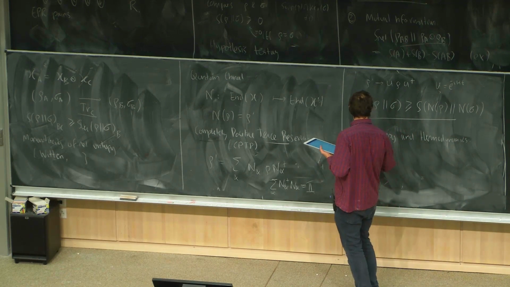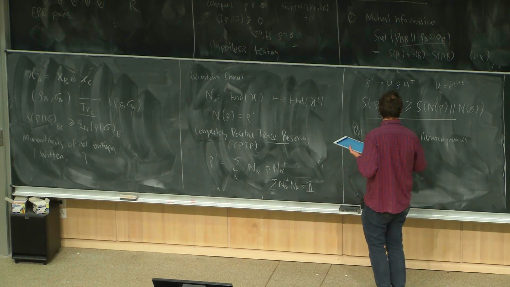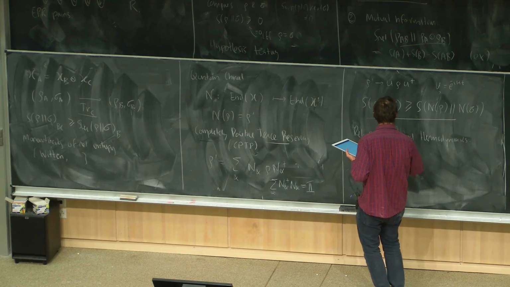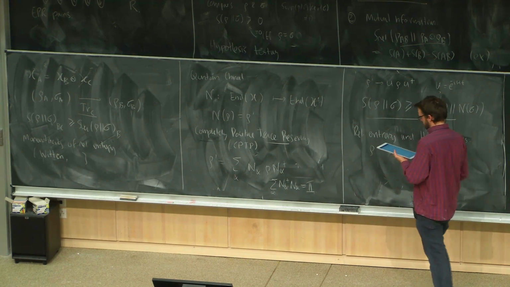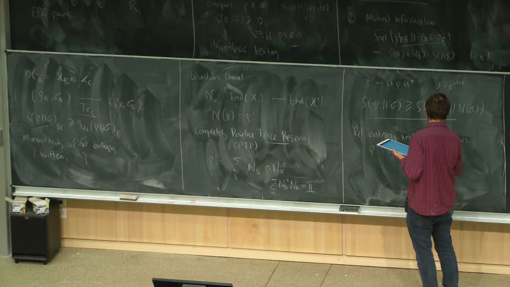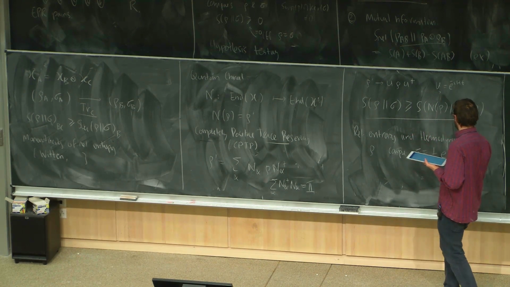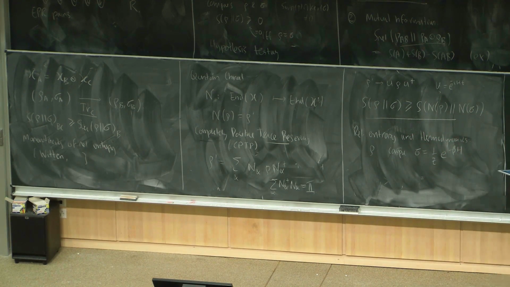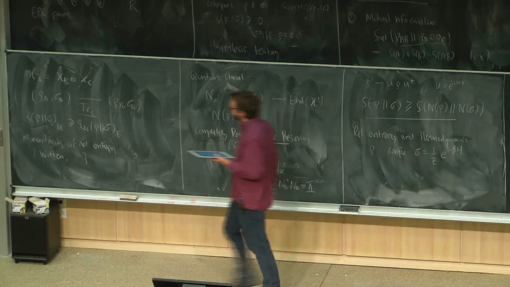But let's take some random density matrix and compare it to the Gibbs state, e to the minus beta H. Then it turns out we can write the relative entropy in a nice form.